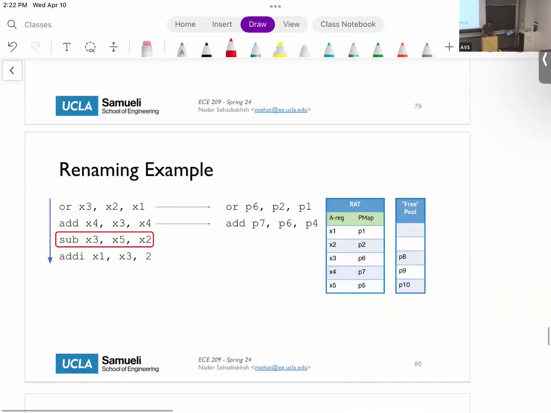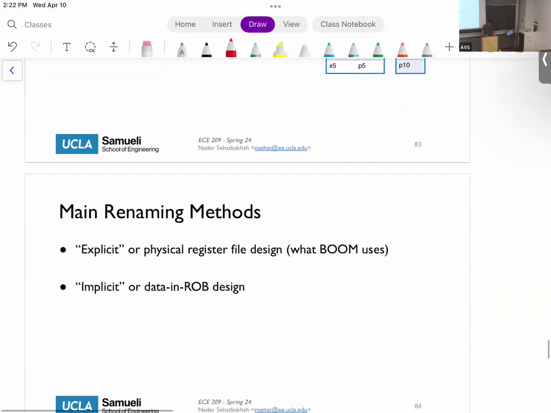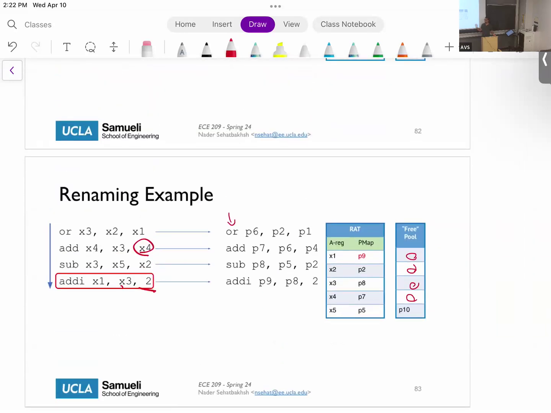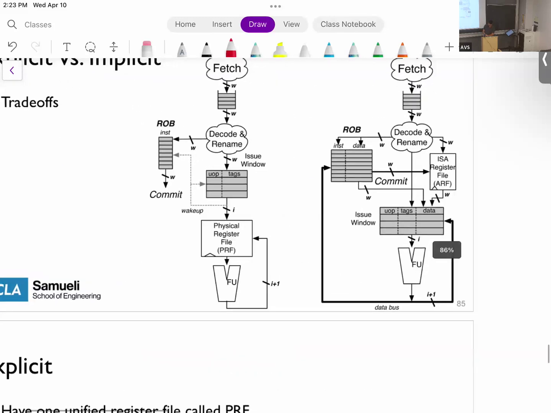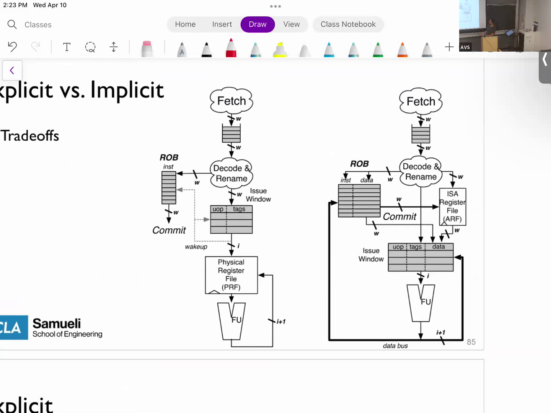Yes. So this is, as I said, one way of doing the register renaming. This is what we call explicit renaming logic. That is when we have a physical register file and then we read off of the physical register file. This is what BOOM core also does, and many other processors also do. The alternative to this is what we call an implicit or in-ROB, data-in-ROB design. So the difference between the two is implicit versus explicit.